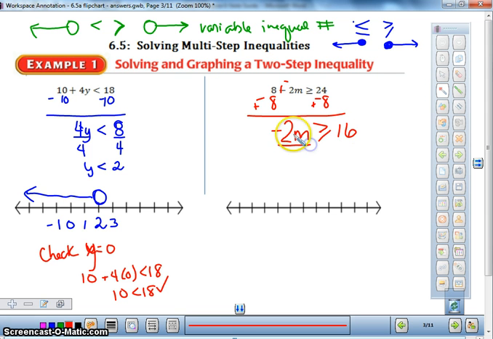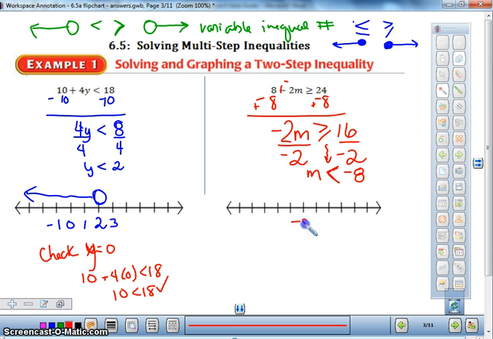Since it's negative 2 times m, the coefficient is negative 2. We need to divide both sides by negative 2. Once we've done that, m, and we're going to have negative 8, but here's where it gets tricky. Remember, multiply or divide by a negative, and we flip our inequality. So in this case, m is less than or equal to negative 8.